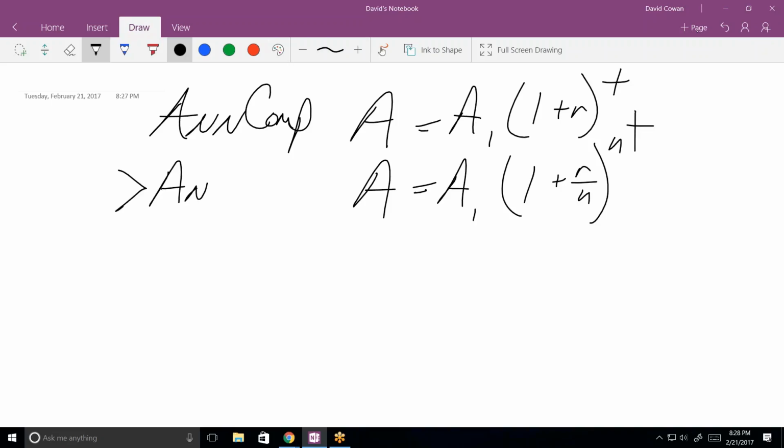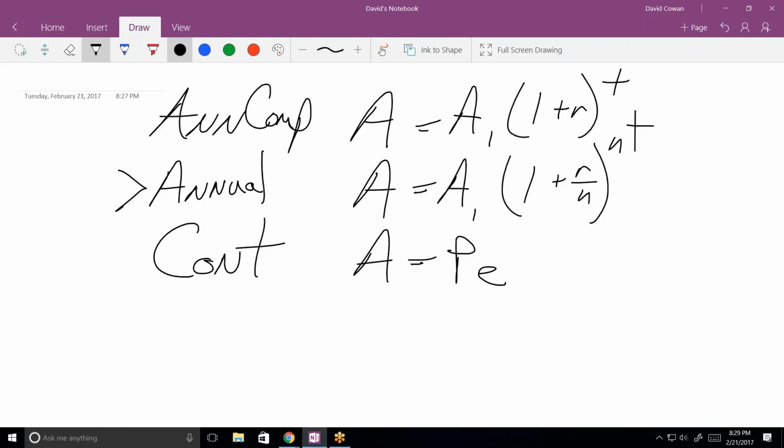In other words, monthly or daily, something greater than annual, and what N is how often a year do you compound. In other words, if you have a bank that's running a special and they're going to compound it monthly, then N is 12. If they're going to compound it daily, then N is 365. If they're going to compound it weekly, N is 52. And finally, if they're going to compound it continuously, that's when you get the PERT.